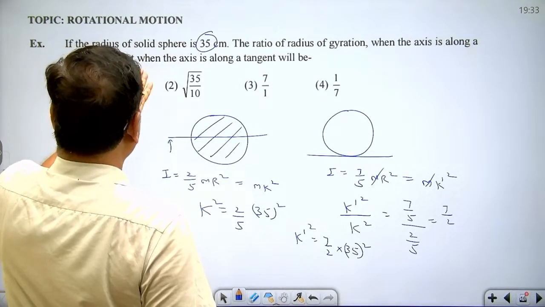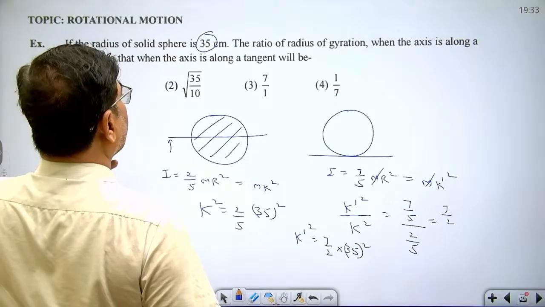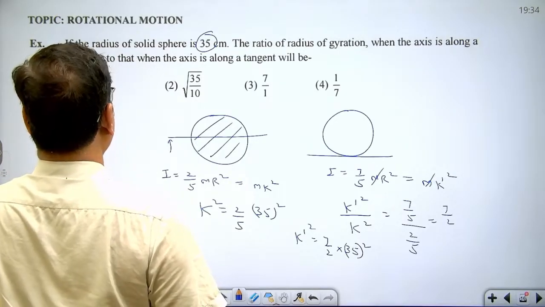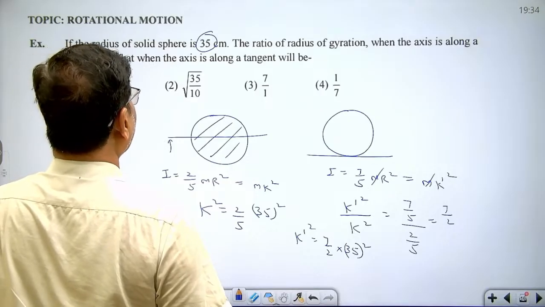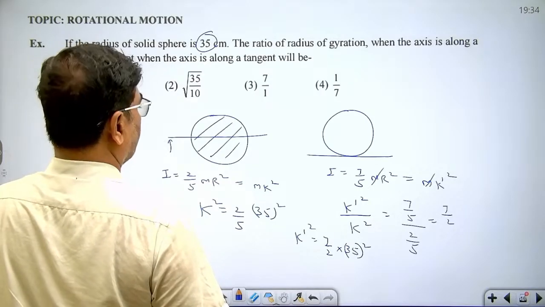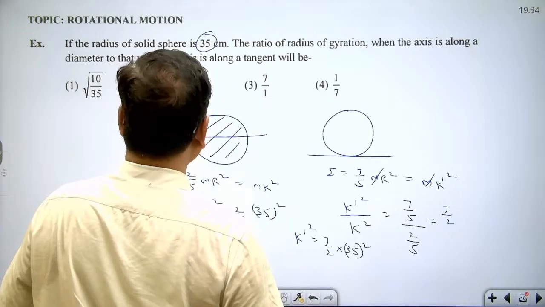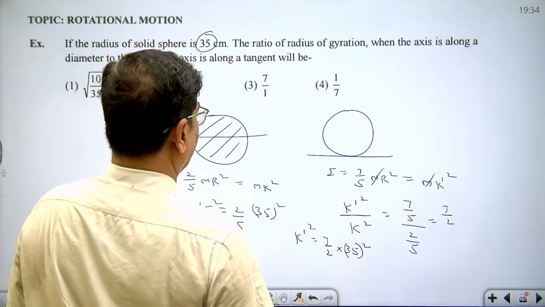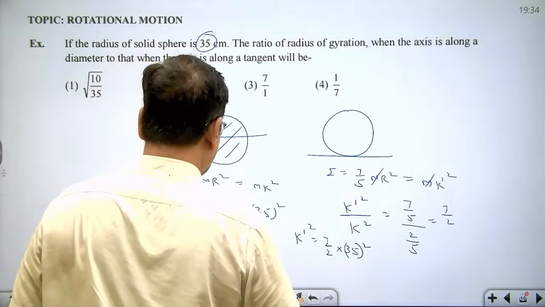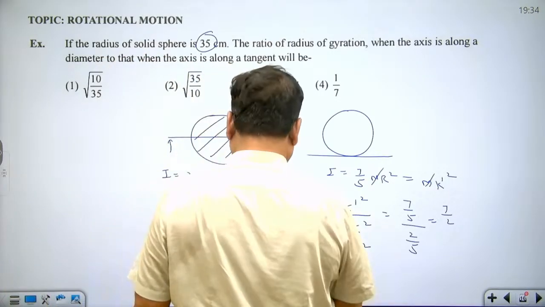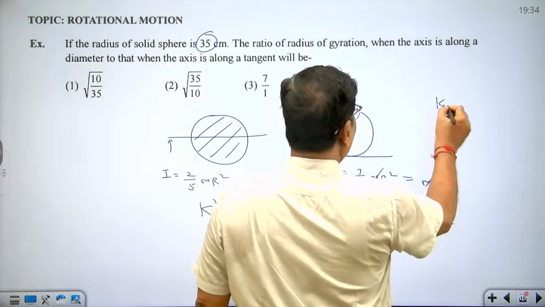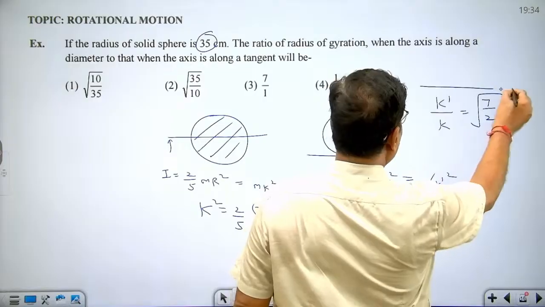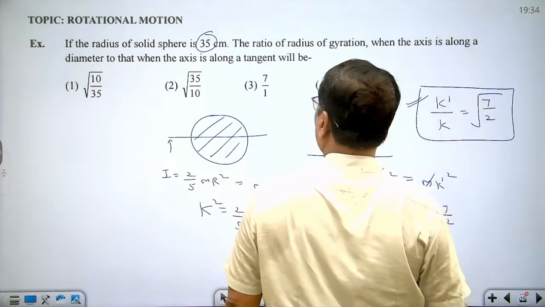In the question it is given that the radius of the solid sphere is 35 centimeter. The radius of gyration when the axis is along a diameter to that when the axis is along a tangent. He is asking for the ratio of radius of gyration. Ratio will be 7 upon 2 under root 7 upon 2. In the question the language is not clear. Okay, dear student, no problem. If he asks for k dash upon k, the answer will be directly under root 7 upon 2. Okay.